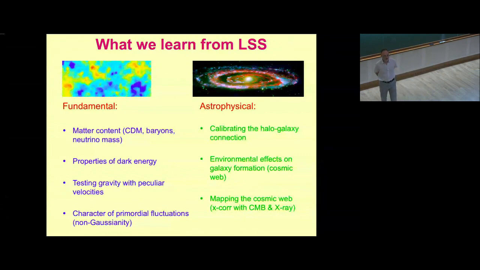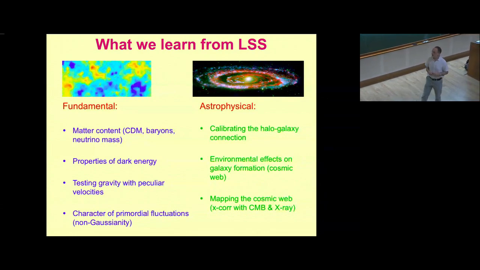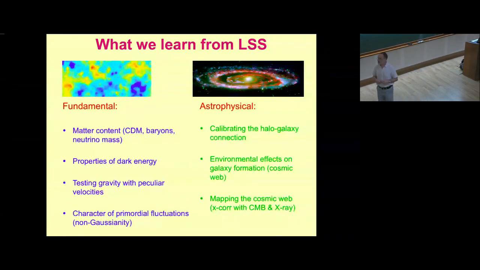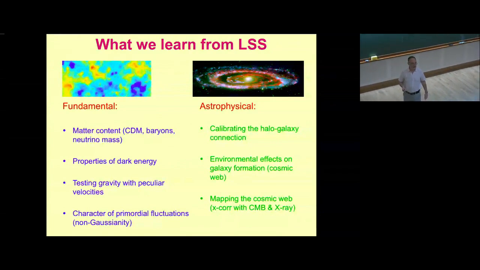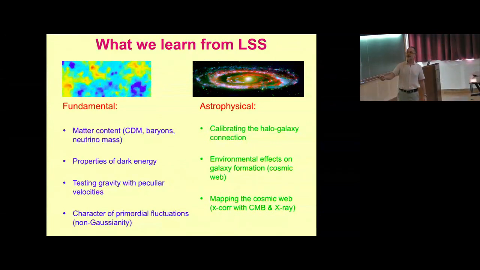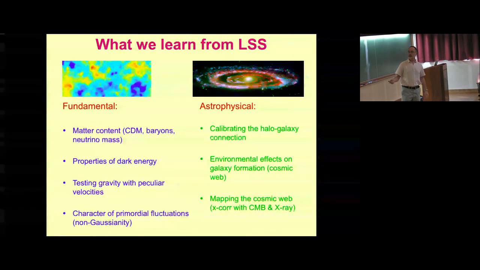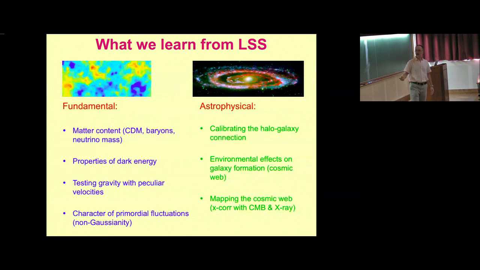So there are two parallel tracks that the study of large-scale structure leads you to. You can be a fundamentalist. That is, you can say, I don't really care about astrophysics, but I do care about issues like the overall mass content of the universe, how much dark matter there is. I care about the properties of the vacuum energy, or whatever it is that's making the universe accelerate in its expansion. I care about whether gravity is correctly described by Einstein's relativistic theory, and I care about whether the primordial fluctuations were a simple Gaussian field or something more complicated.